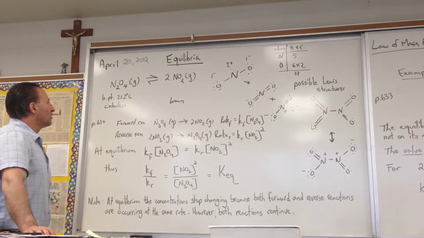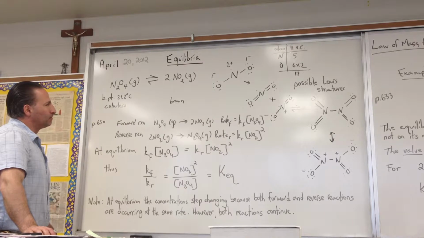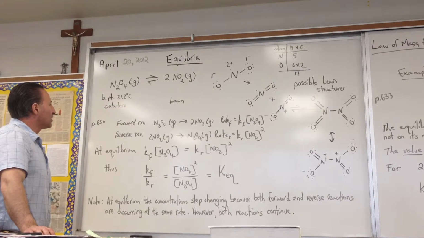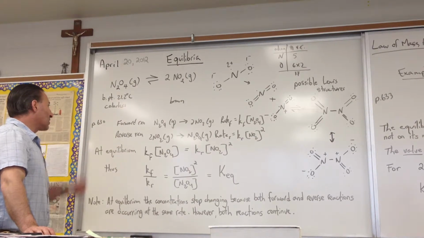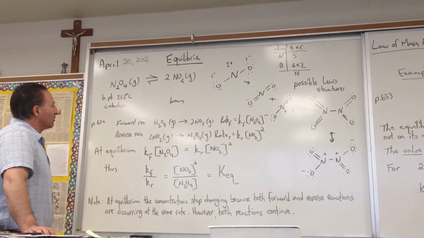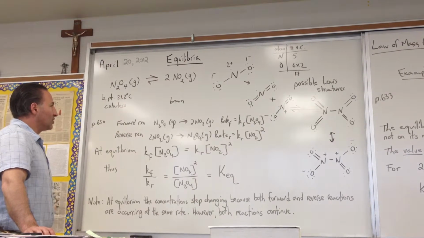Today's class we'll be talking about equilibria. And we're going to use a representative reaction that's described in your textbook: the reaction of dinitrogen tetroxide, which breaks down into nitrogen dioxide.